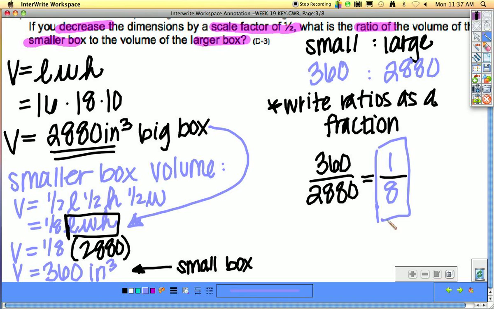And you should notice, this is your answer, you should notice that when you looked at your scale factor and you cubed it, that 1/8 is the ratio. When you cube your scale factor, that 1/8 is the ratio of the small to large box. Okay?